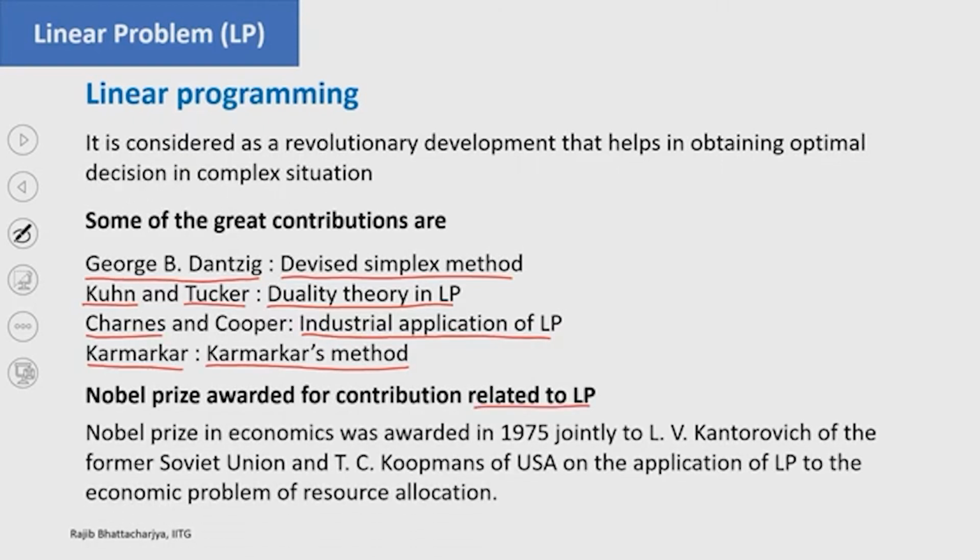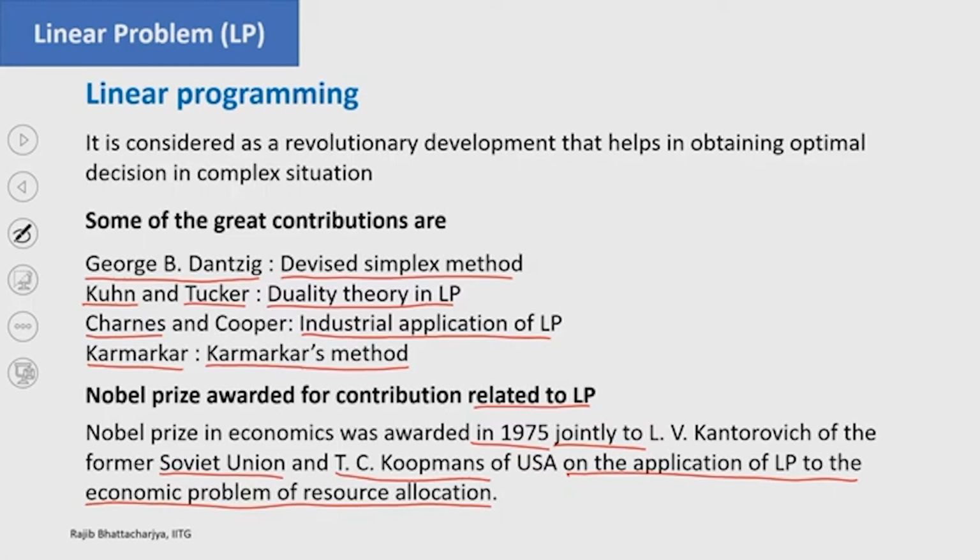The Nobel Prize in Economics was awarded in 1975 jointly to L.V. Kantorovich of the former Soviet Union and T.C. Koopmans of the USA for the application of LP to the economic problem of resource allocation. Their work was basically applied to resource allocation, and they got the Nobel Prize in 1975. So, this is some of the history related to linear programming.